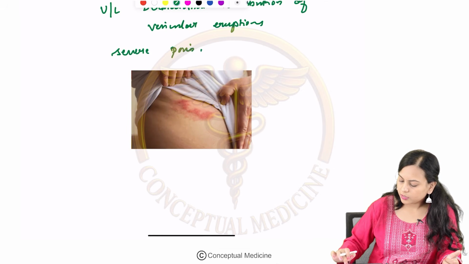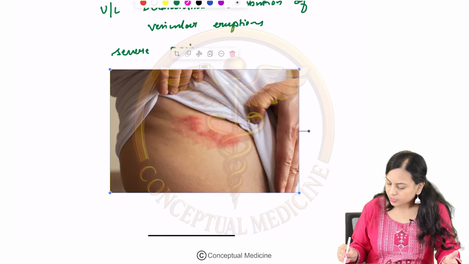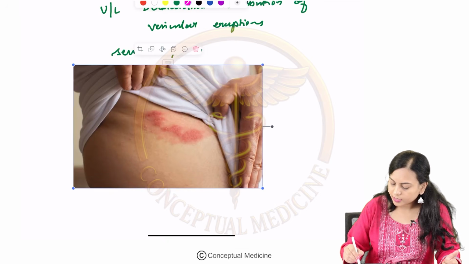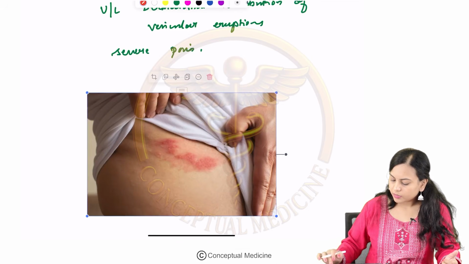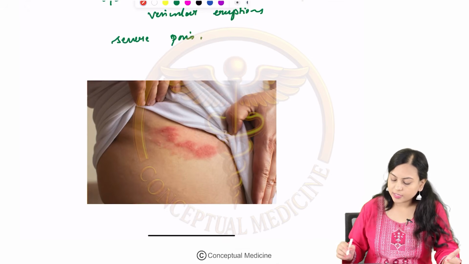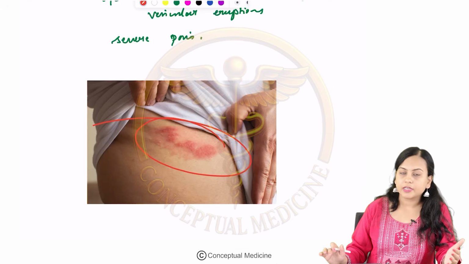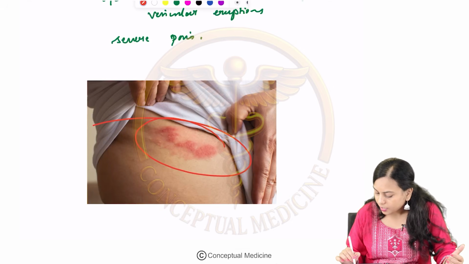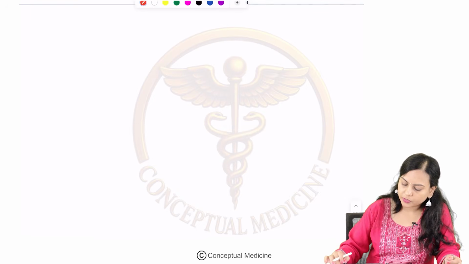Now this is a picture of shingles. See, you are able to see the vesicular eruptions, right? So this is the picture of shingles. Here you are able to see the vesicular eruptions that are seen in one particular dermatomal distribution with erythema and vesicles, and it will be associated with severe pain manifestations also, right?